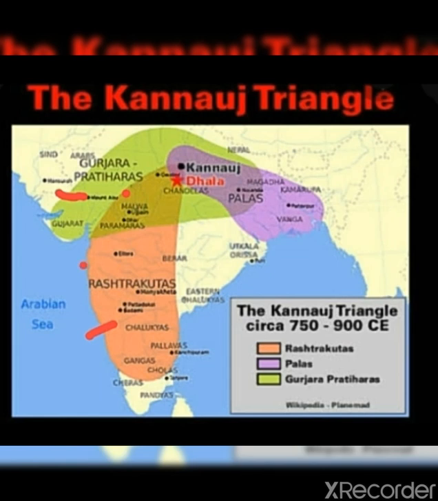And the Pals. The name Pal means the guardian and was used as a suffix to the name of all Pal monarchs. He was the first independent Buddhist king of Bengal who came to power through democratic elections. Pal, Bengal.